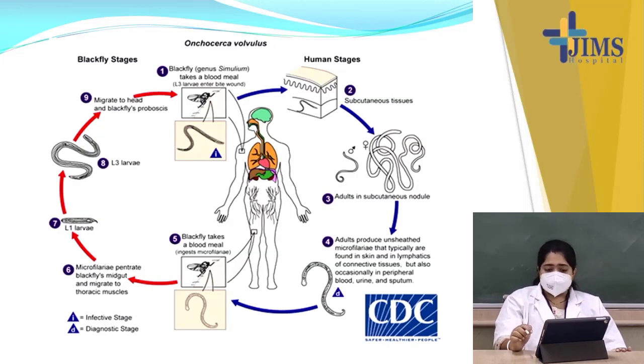So this is the life cycle. You can see the first stage. The black fly of the genus Simulium takes a blood meal, and along with the blood meal, the larva enters the black fly.